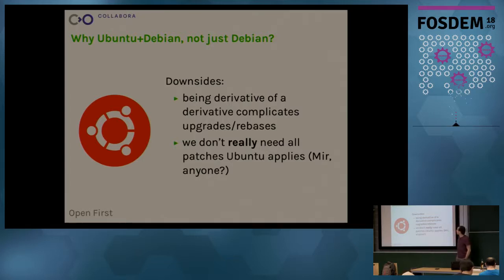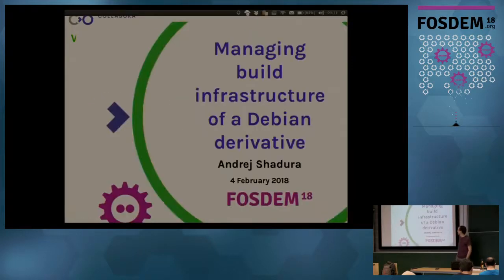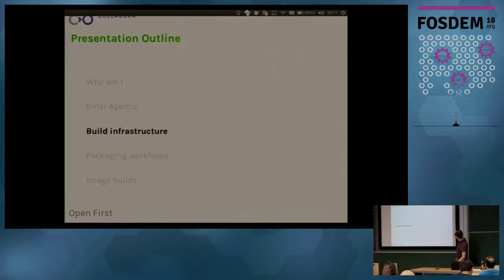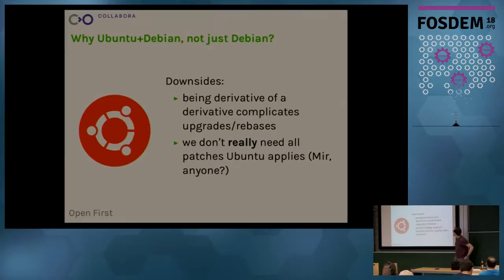So there are a couple of downsides. Obviously, Apertus is a derivative of a derivative. This complicates upgrades and rebases because in every release of Ubuntu, there's quite a lot of updates coming from Debian originally, and when we are rebasing to a new version of Ubuntu, this impact amplifies. And then we don't really need all of the things we have on Ubuntu, like Mir, for example, and other things. So it doesn't add any value for us because we use Wayland. We don't even use Xorg anymore.